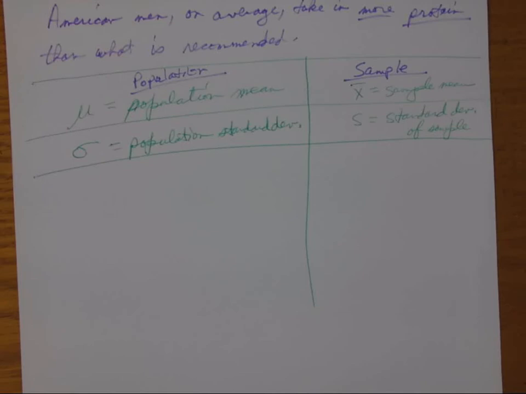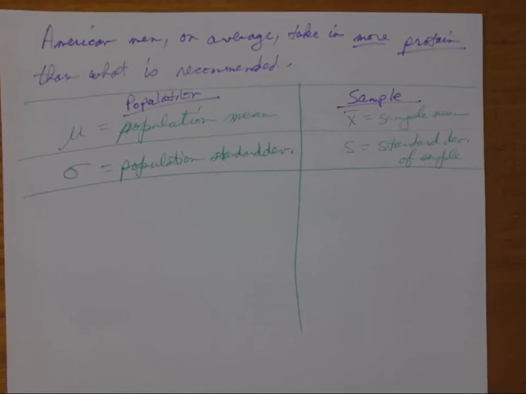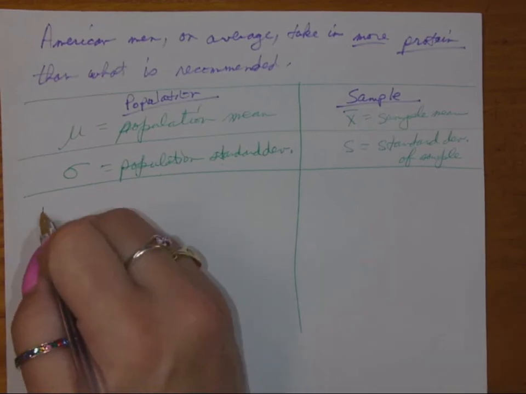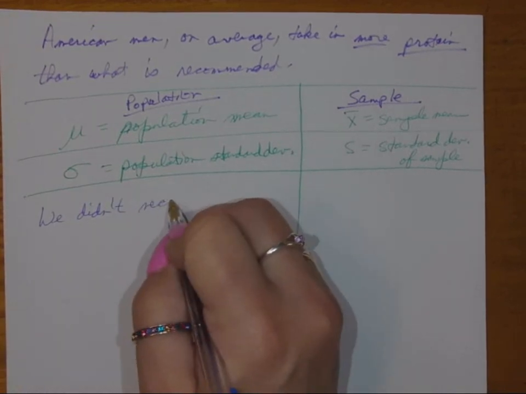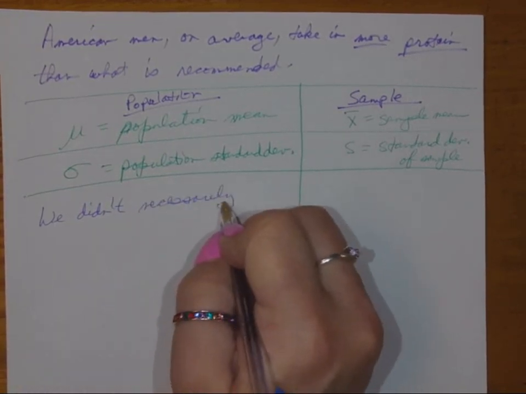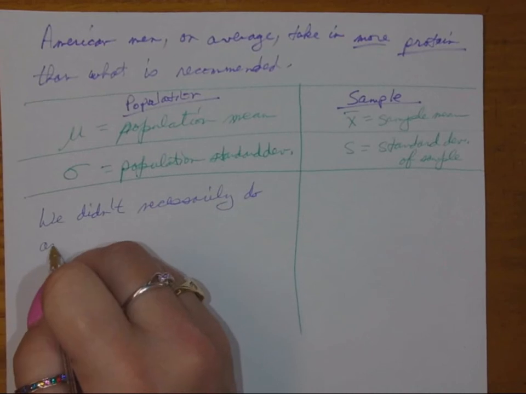95% of the time, my population mean will be inside of the confidence interval that was created using the sample mean and error. Okay. And just remember, it's nothing we did here. We didn't necessarily do anything wrong.